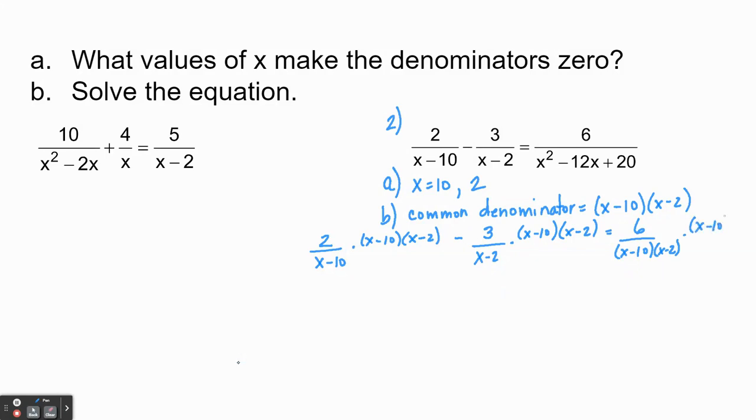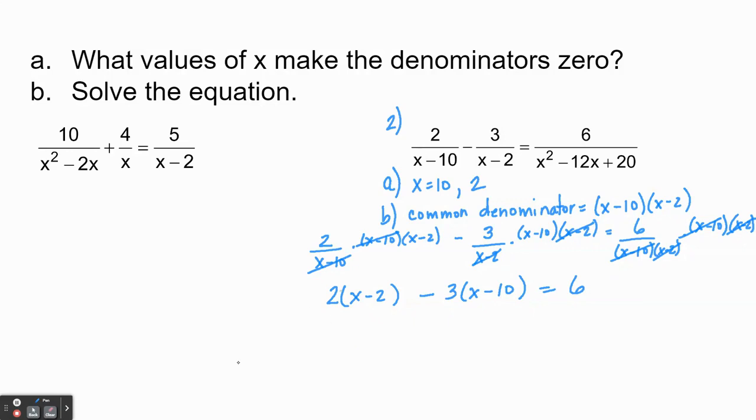All right, so now we're looking for what's going to cancel, right? So we see the x minus 10s cancel, and I get 2 times x minus 2. Then I've got minus, and then the x minus 2's cancel, and I've got 3 times x minus 10. And then wonderful, in the last one, both the x minus 10 and the x minus 2 go away, and we're left with 6. Now remember, the whole purpose was to get rid of the fraction. So if when you multiply, you're left over with a fraction, then you probably did something wrong.